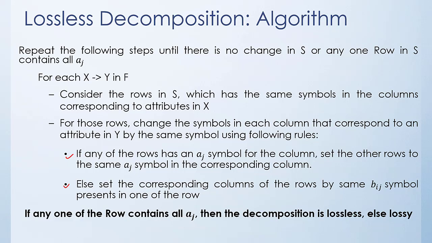In that case, if the S matrix does not change by considering all the functional dependencies from the previous stage and there is no row which contains all AJ, then we are going to say that the decomposition is a lossy decomposition. Be clear about one thing: it is not that we check all the functional dependencies in the functional dependency set only one time. This process will continue until there is no change in S or you are able to get at least a row in the S matrix which contains all AJ.